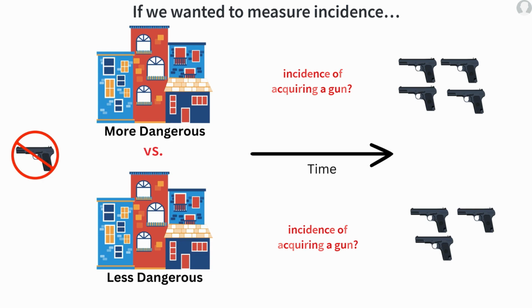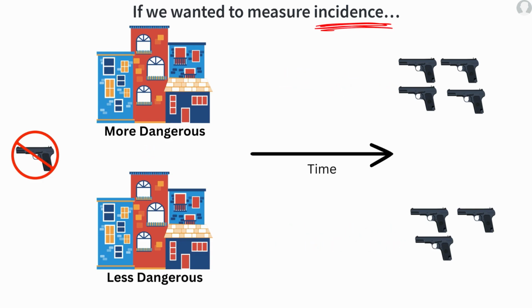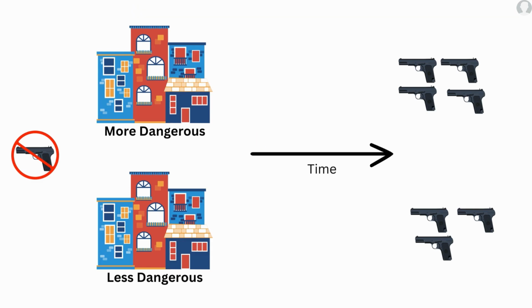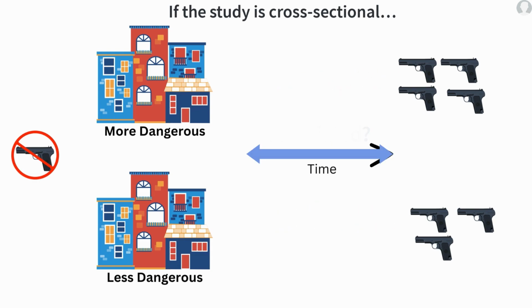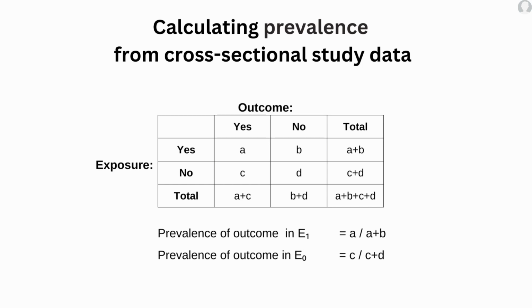A study like this, that measures incidence, could determine if living in a dangerous neighborhood was a risk factor for gun ownership. However, if the study is cross-sectional and we ask about both variables at a single point in time, the only measure of frequency we can calculate is prevalence, and the only conclusion we can draw is that the variables are associated or not. From week 2, we already know how to calculate prevalence for a cross-sectional study. The point here is that we calculate the prevalence of the outcome for the exposed group and unexposed group.